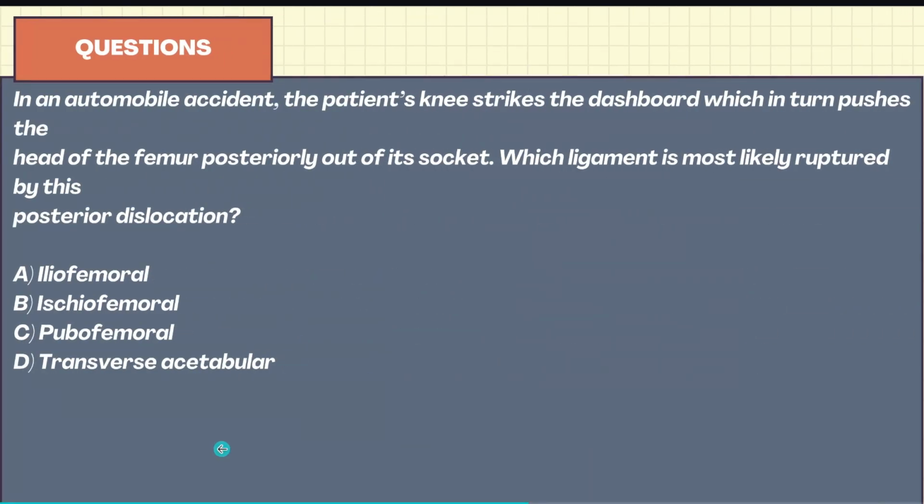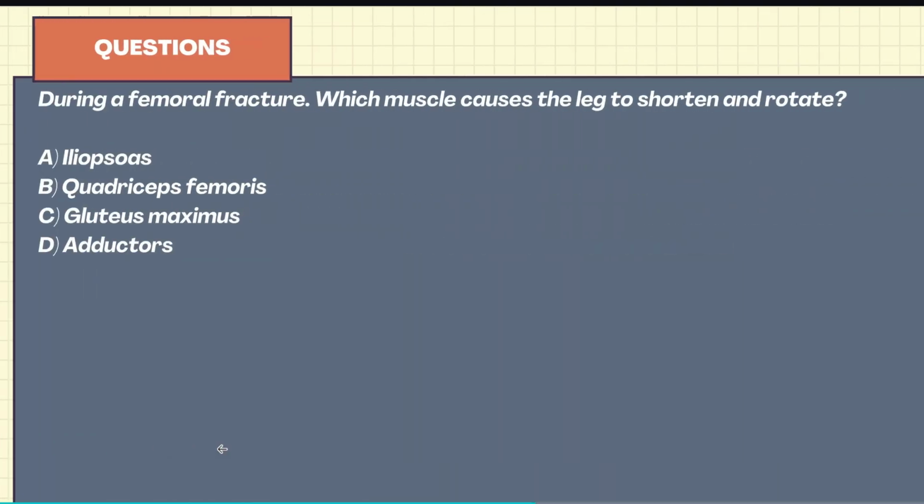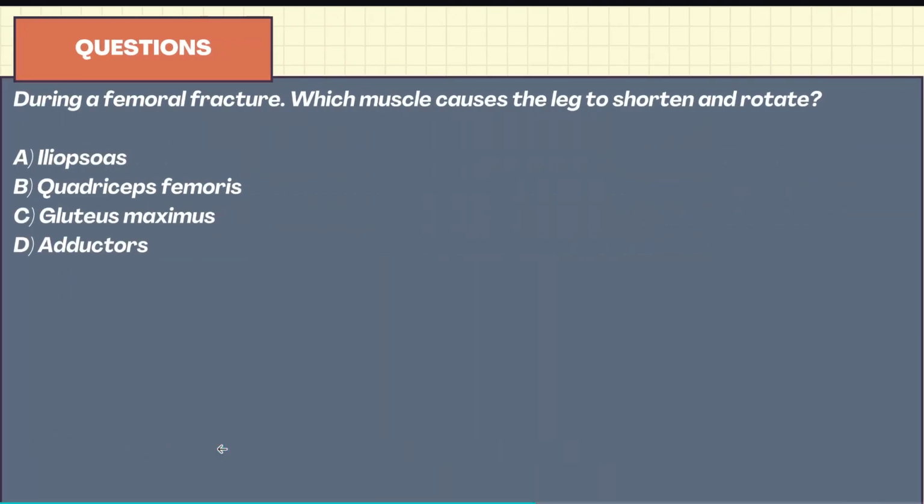Now let's come to questions. In an automobile accident, the patient's knee strikes the dashboard, which in turn pushes the head of the femur posteriorly out of its socket. So this is posterior hip dislocation. Which ligament is most likely ruptured by this posterior dislocation? As I said, for posterior hip dislocation, always memorize it as iliofemoral ligament. Now, during a femoral fracture, which muscle causes the leg to shorten and rotate?